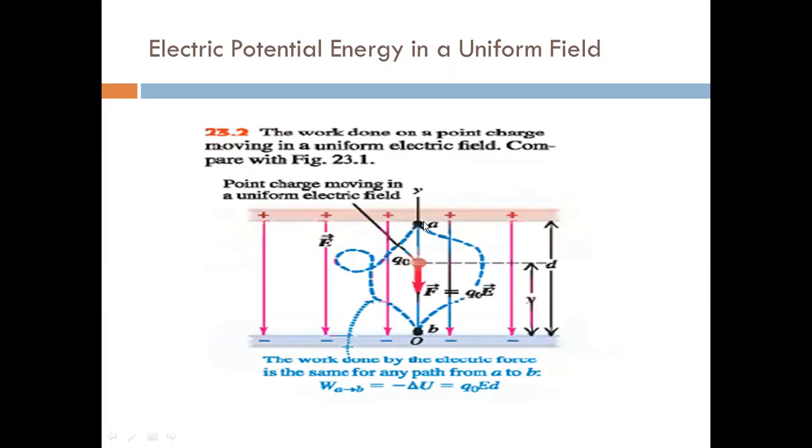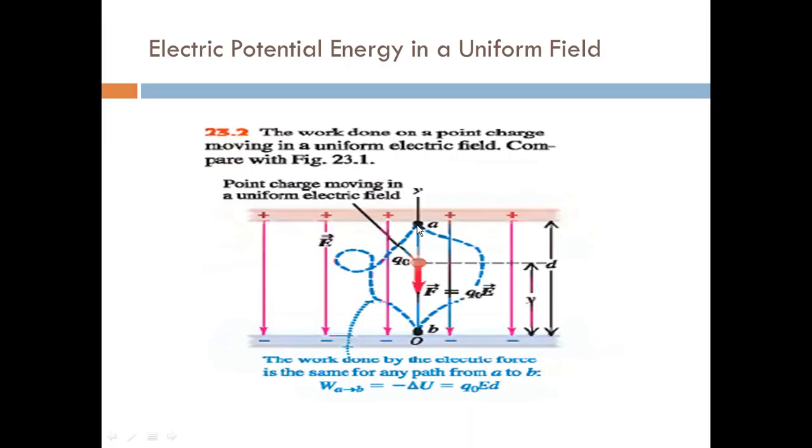So the upper plate would push the charge downwards, at the same time the lower plate would attract the charge downwards, so the overall tendency of the charge moving from point A to point B is towards this direction. Now, perhaps our charge Q sub O here does not follow a straight line.